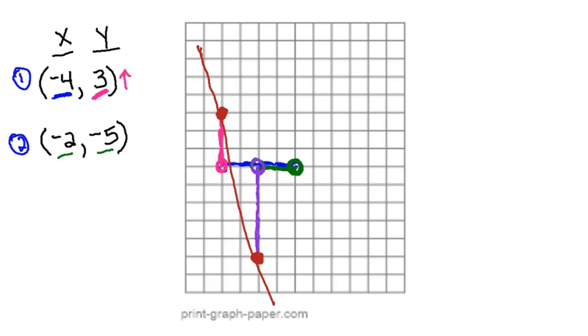But those red dots and that red line are the only things that you actually put on the graph. That pink and blue and purple and green that I did, that was just so you can see what I'm doing, that you keep that in the back of your mind. But the red dots and the red line is what you put on the graph.